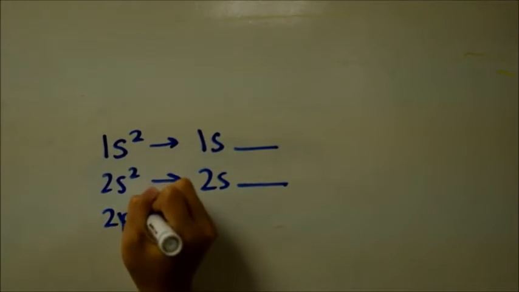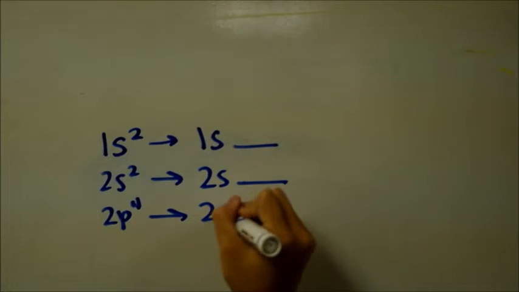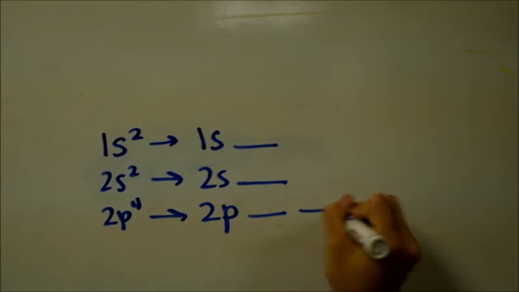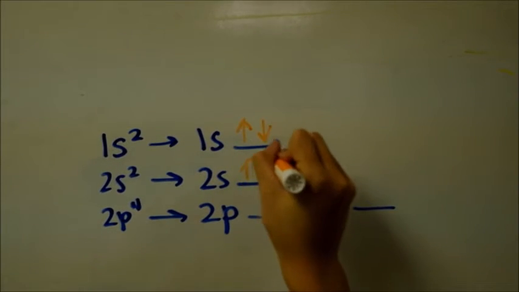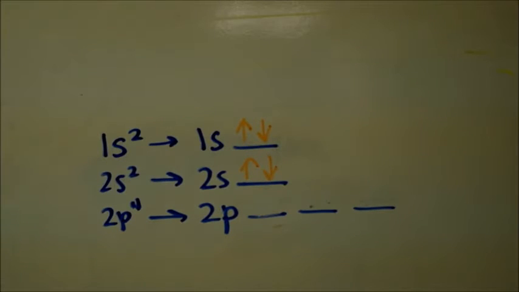For 2p4, write down 2p and draw 3 lines, as a 2p level has 6 electrons max. Now you want to fill in your arrows. For 1s2 and 2s2, you would draw in 1 up arrow and 1 down, each having 2 electrons. But 2p is a little different.